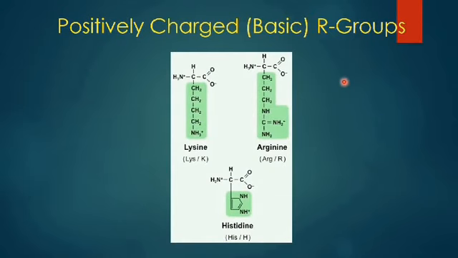The next group contains amino acids having positively charged R groups. This includes lysine, arginine, and histidine. Lysine has a second primary amino group. Arginine has a positively charged guanidinium group, and histidine has an aromatic imidazole group which gives it the positive charge.